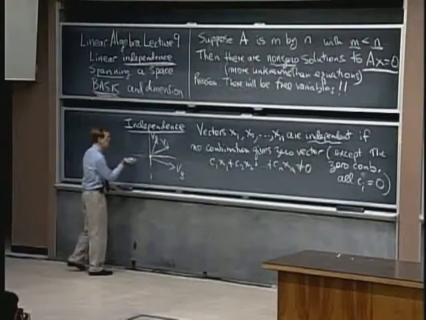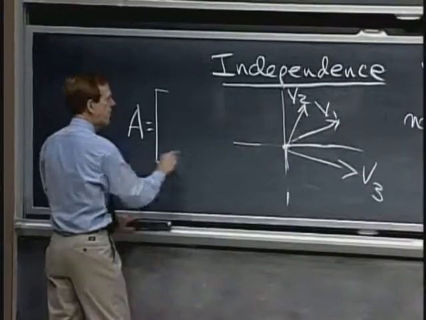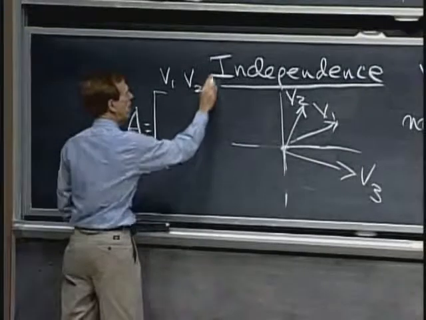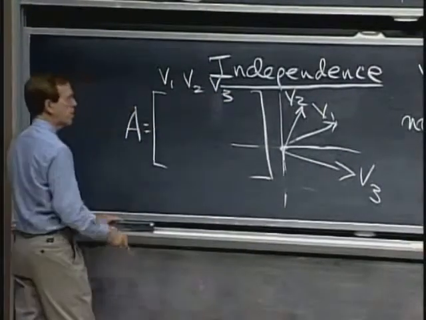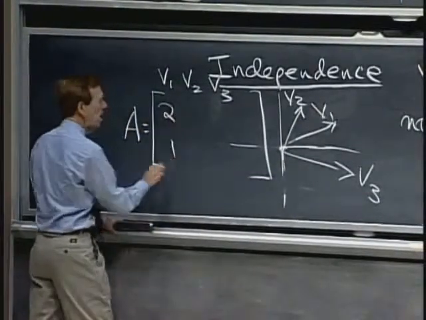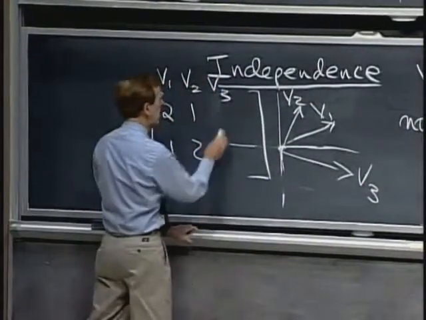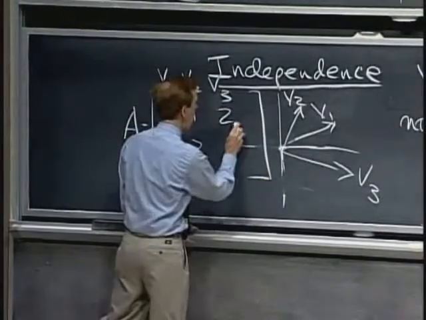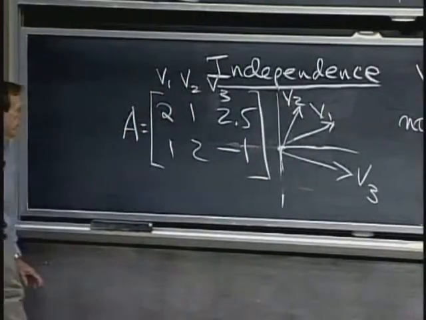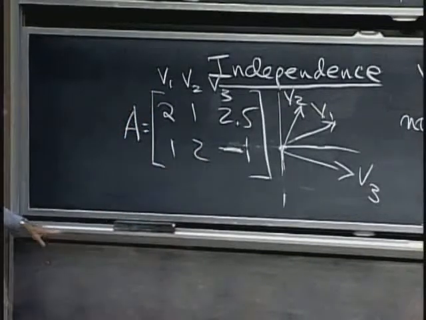Here's the connection. I take the matrix A that has v1 in its first column, v2 in its second column, v3 in its third column. So it's got 3 columns, and v1 looks like about 2, 1 to me. v2 looks like it might be 1, 2. v3 looks like it might be maybe 2.5, minus 1.